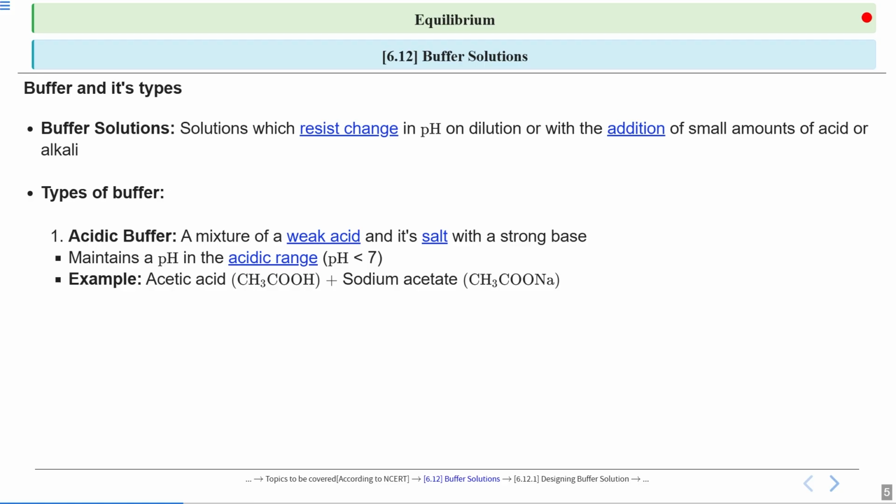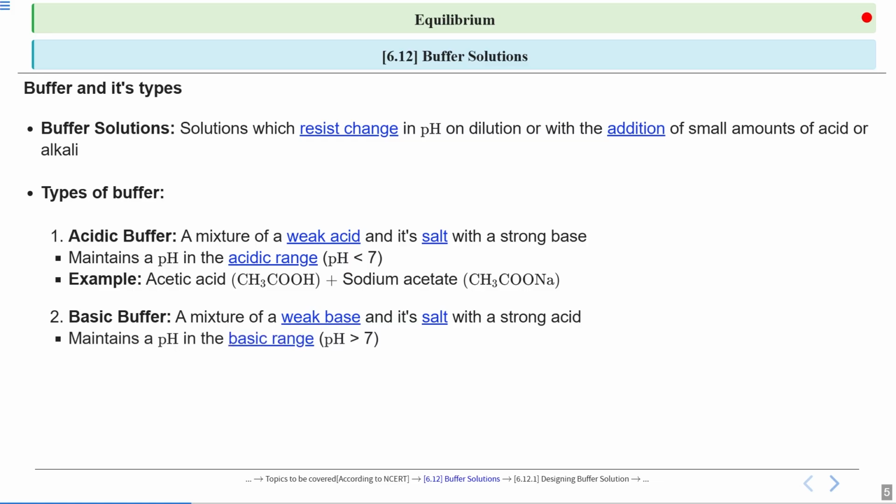Similar to that, we can define the basic buffer. Here, instead of the weak acid, we have a weak base in the solution, and instead of a salt of a strong base, we have a salt of a strong acid. And what about the pH? Again, since it is a basic buffer, it will resist the change in pH for addition of acid and base both, and it will maintain a pH for its solution which will be greater than 7, right? So that would be named as a basic buffer.